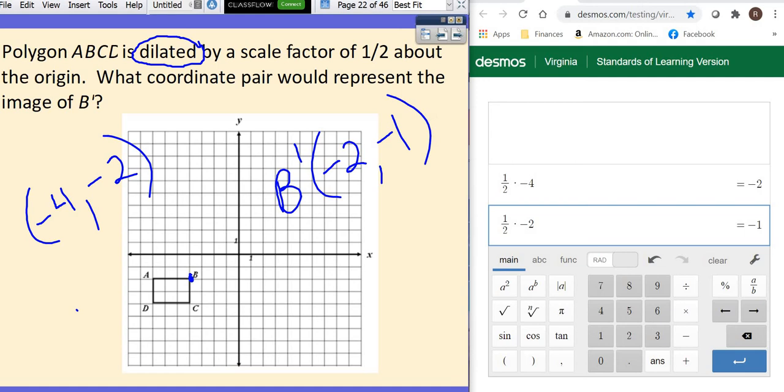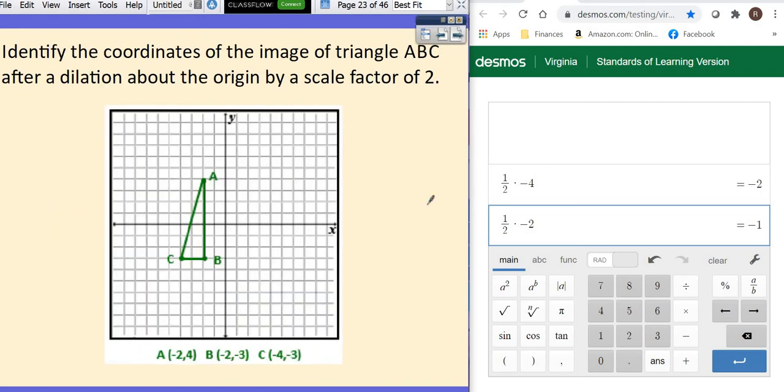And I got that from Desmos. And if you wanted to graph it, you would say -2, -1 would be right here. And that would be B prime. Okay? Use your calculator for dilation. Put the scale factor and times in 2 lines. Then put your X and your Y values there to find your new coordinates.